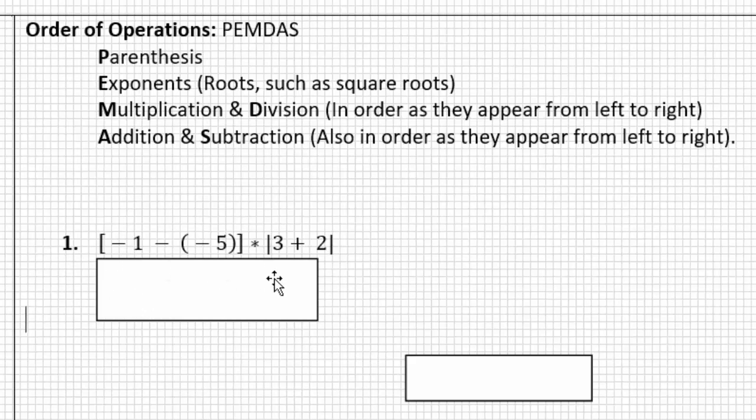Alright, so I'm going to let you think about this problem and maybe take it step by step, pausing the video to get as far as you can, and then resume the video when you're ready to check in and compare your work.